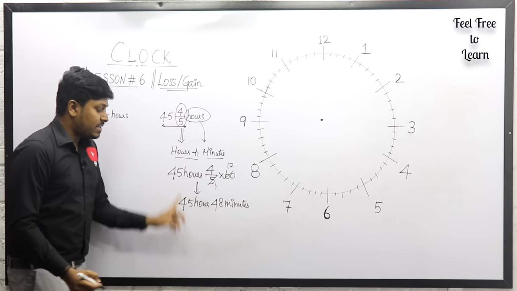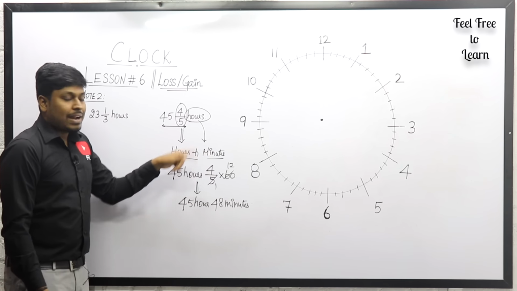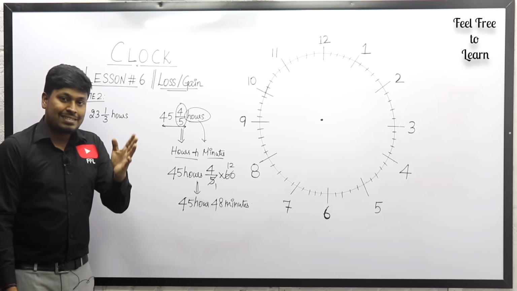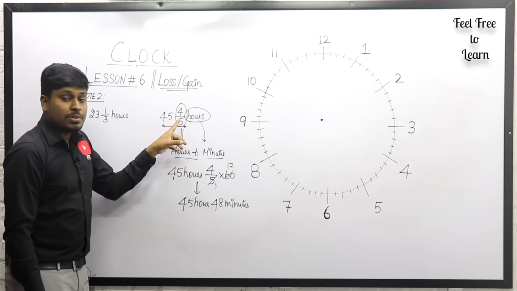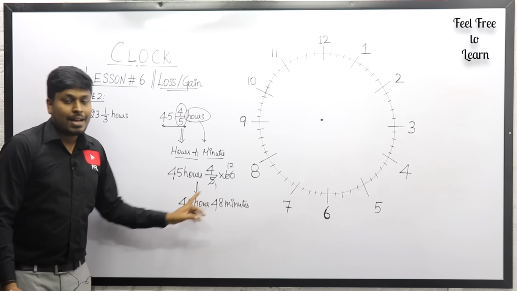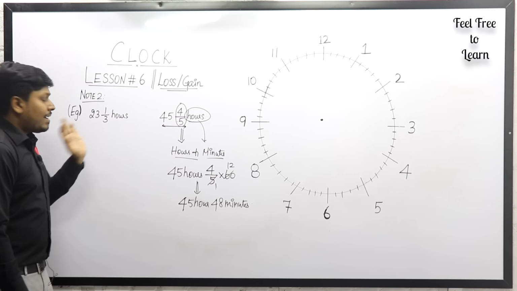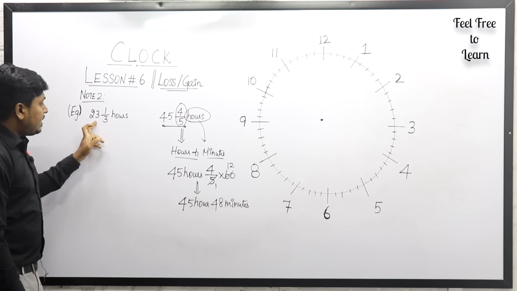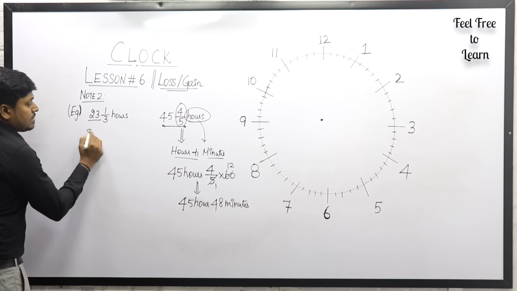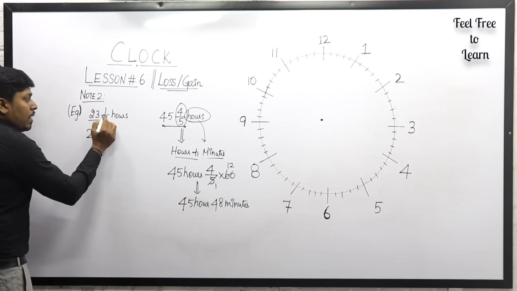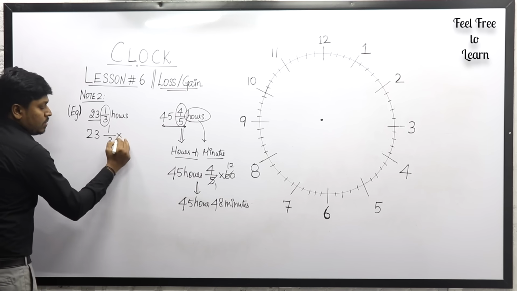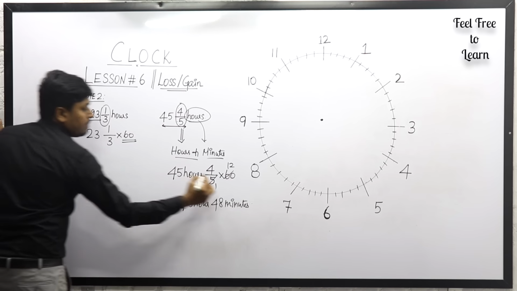So keep the integer value as it is. Convert the fraction 4/5 into minutes, because you know for 1 hour it will be 60 minutes. So multiply this fraction by 60, and you will get the answer in terms of hours as well as minutes. Let me take another example question: 23 1/3 hours. What is the first step? Keep the integer number as it is, so 23. Now convert the fraction term in terms of minutes. So 1/3 into 60. Got it? You need to multiply by 60.